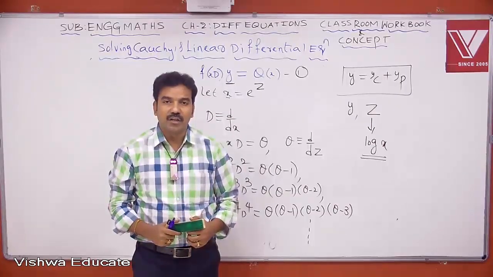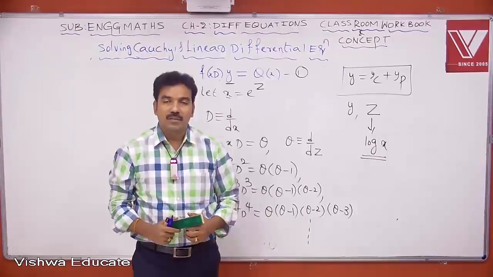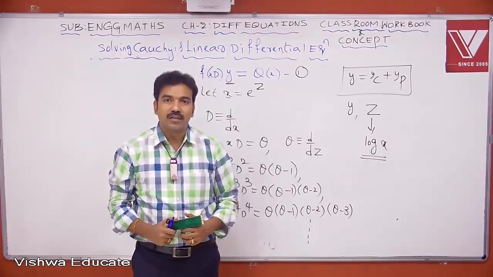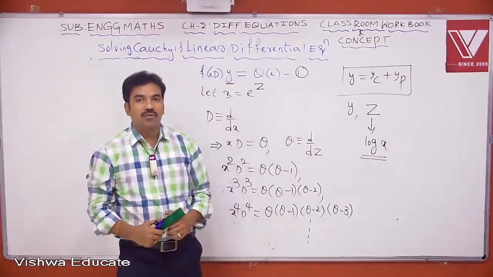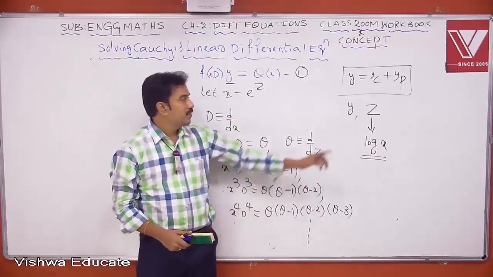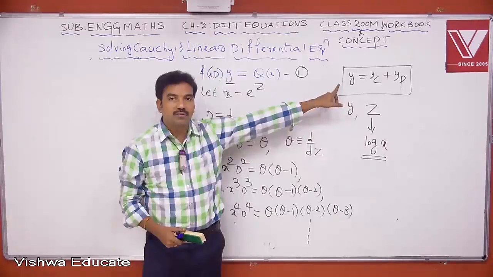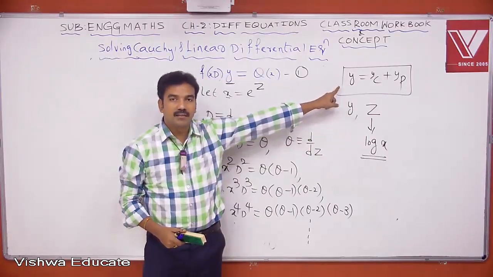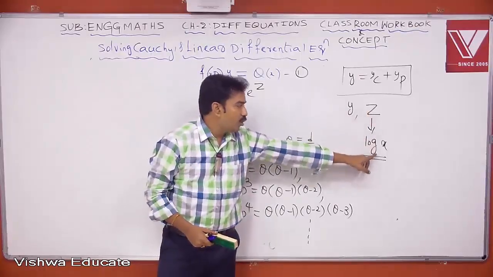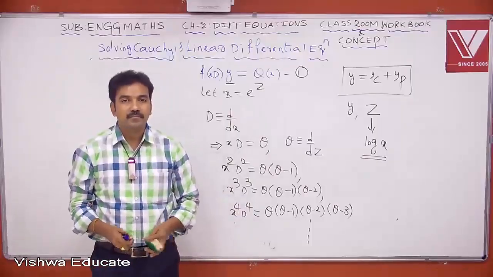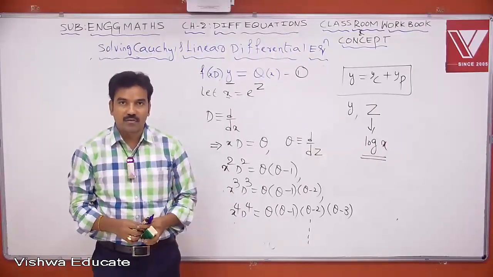We get an equation with constant coefficients. Substitute all these in equation 1, we get an equation with constant coefficients. Therefore, the general solution is y equal to yc plus yp. Highlight this, where z equal to log x. I think this point is very clear, right?